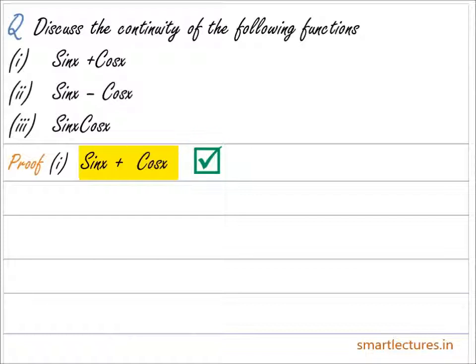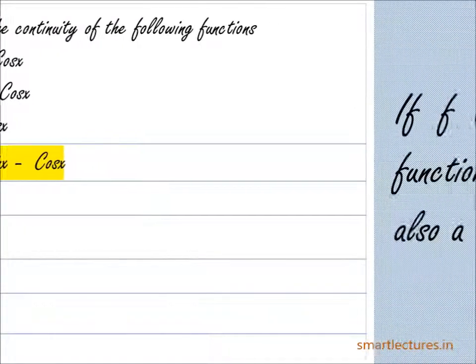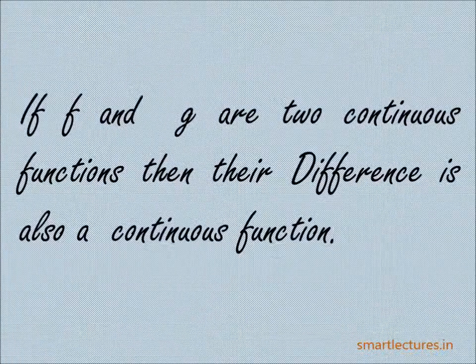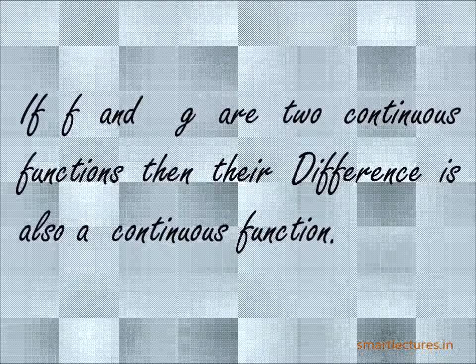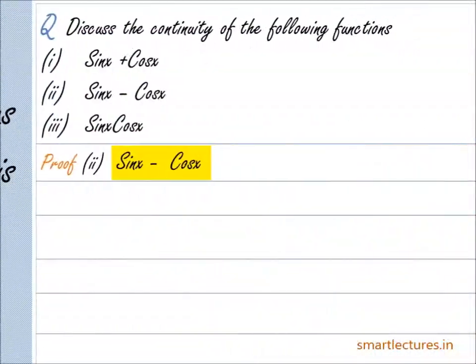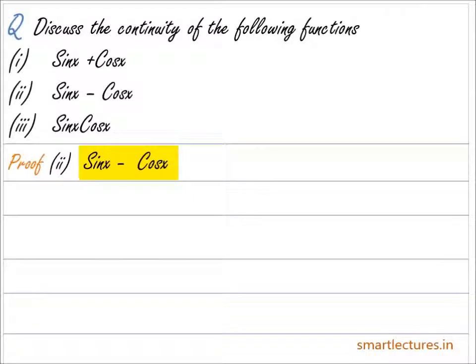In the same manner, in the second part, sin x − cos x. Here again, since sin x and cos x are continuous functions, as per the theorem regarding the algebra of continuous functions, if two functions are continuous, then their difference is also a continuous function. So sin x − cos x is also a continuous function.